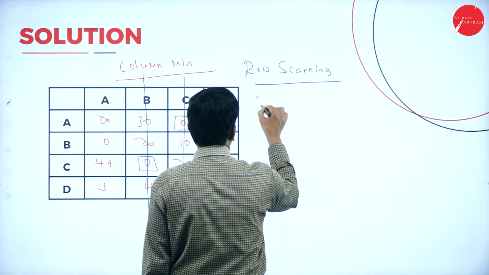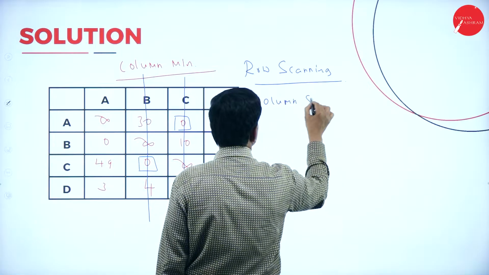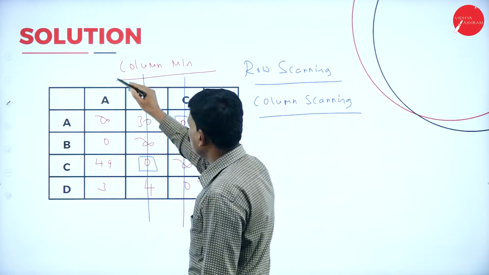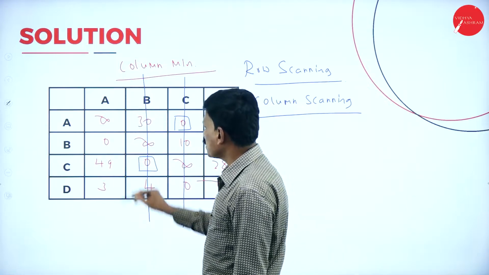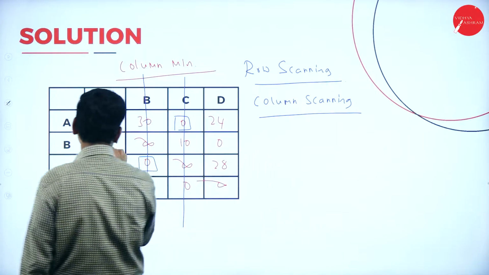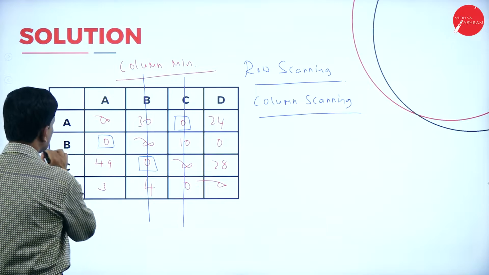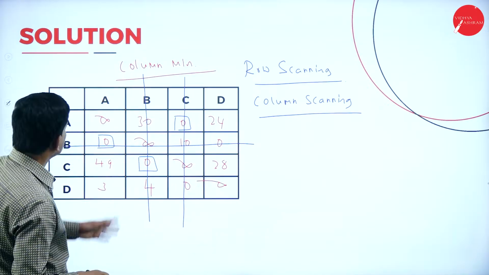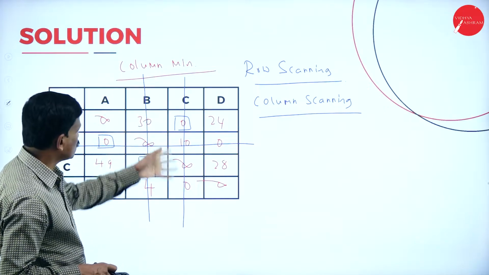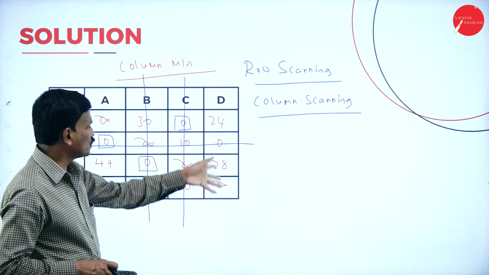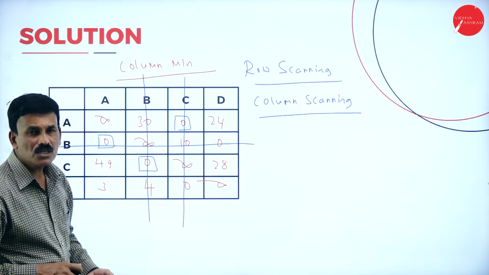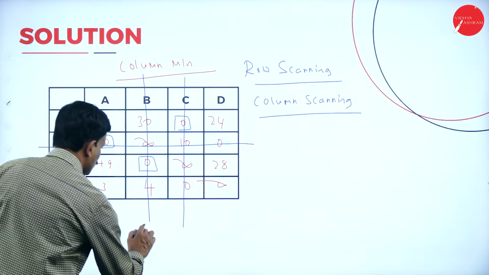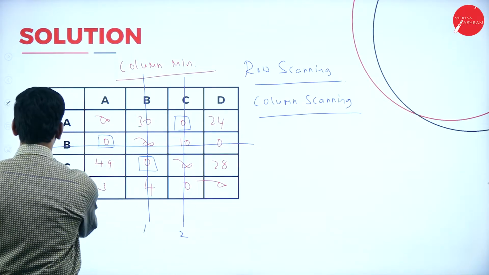Now let us come to the column scanning. In the column scanning, just identify the zeros. Here in the first column we have 1 zero. Once you identify this as 0, you can cancel this particular row. This is cancelled. Again in the second column as well as third column is already cancelled. In the fourth column we don't have any zeros. Now just count the number of lines which I have drawn. The number of lines drawn: first line, second line, and this is the third line.